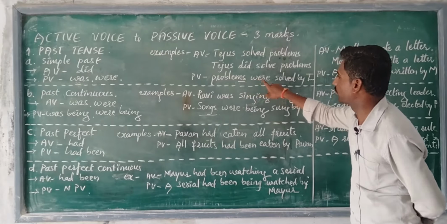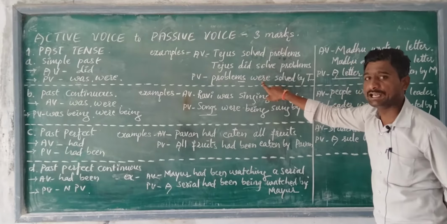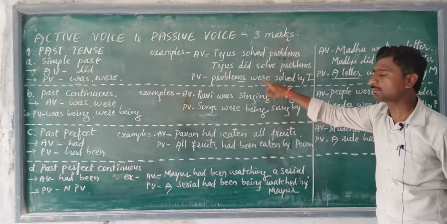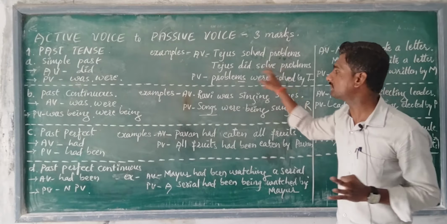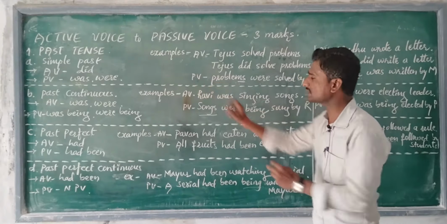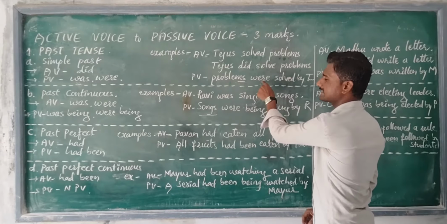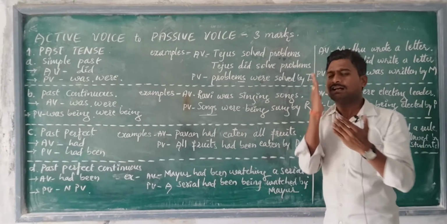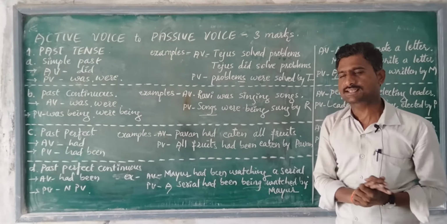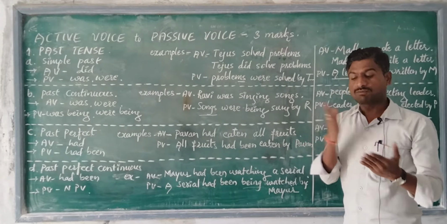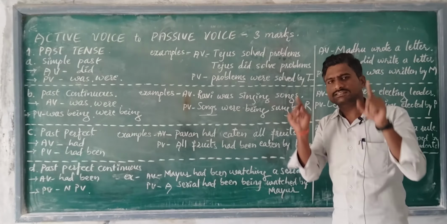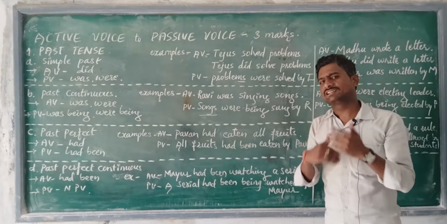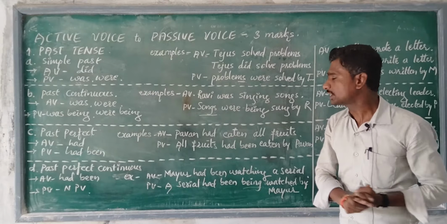After the helping verb, we should use the verb 3 form, that is the past participle form, in passive voice. This is the first formula, and this is the second formula: the helping verb. To use the correct helping verb in passive voice, to find the correct helping verbs, there is a diagram. In a later class I shall mention it, don't worry.